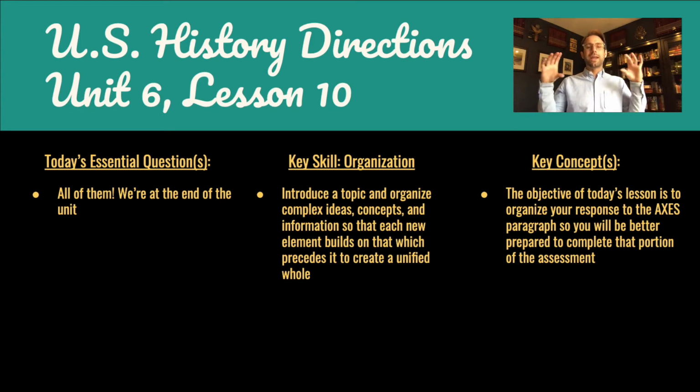So it's about looking at essential question number 6, the one for your Axes paragraph, and then really deciding, how do I answer this? What do I think the answer is? What evidence then supports that? And how do I explain the evidence in order to show how the evidence supports the answer I came up with? So basically, the organization is following the Axes format. Again, the concept for today, kind of like the concept last time, is about getting ready for the test. So the objective of today is to organize your response to the Axes paragraph prompt so you'll be better ready to actually write that thing.